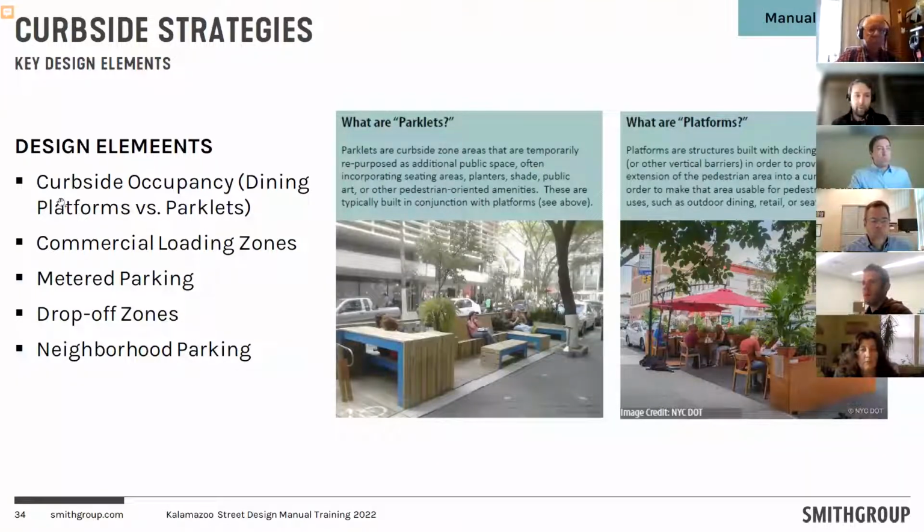So one of them relates to curbside occupancy, which is things like platform dining or parklets, where curbside space can be repurposed and used as an extension of the sidewalk environment. But then guidance around commercial loading zones, metered parking areas, drop-off zones, and then something that the city is really starting to look at more is around neighborhood parking. And so what are the times of day? Is it 24-hour allowed parking? What neighborhoods is that being tested in? Really, you know, looking at other communities too.